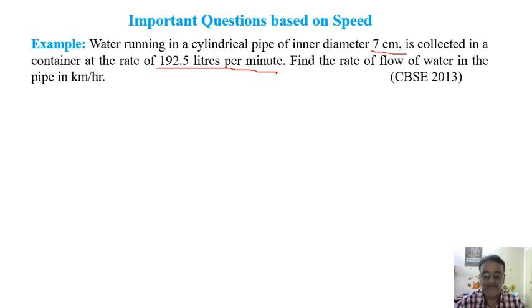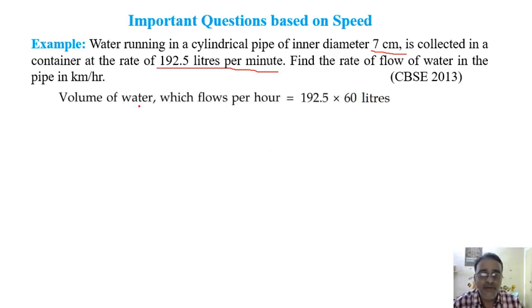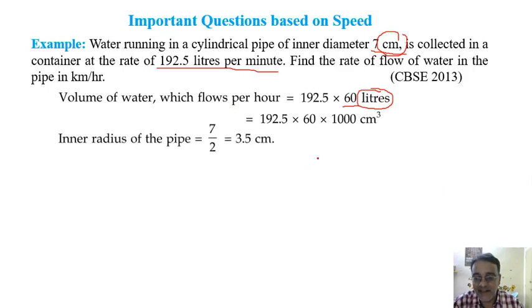Question is clear? Yes, sir. Now volume of water which flows per hour, it is given 192.5 liter per minute. So per hour means into 60 we have to do. Now this is given in liter and diameter is in centimeter. So I want to convert it into centimeter cube. How will you do it? Sir, by 1000. Not by, into. Because 1 liter is equal to 1000 centimeter cube. So we have to multiply with 1000. So this is the volume of water which flows per hour. Don't multiply it completely yet.